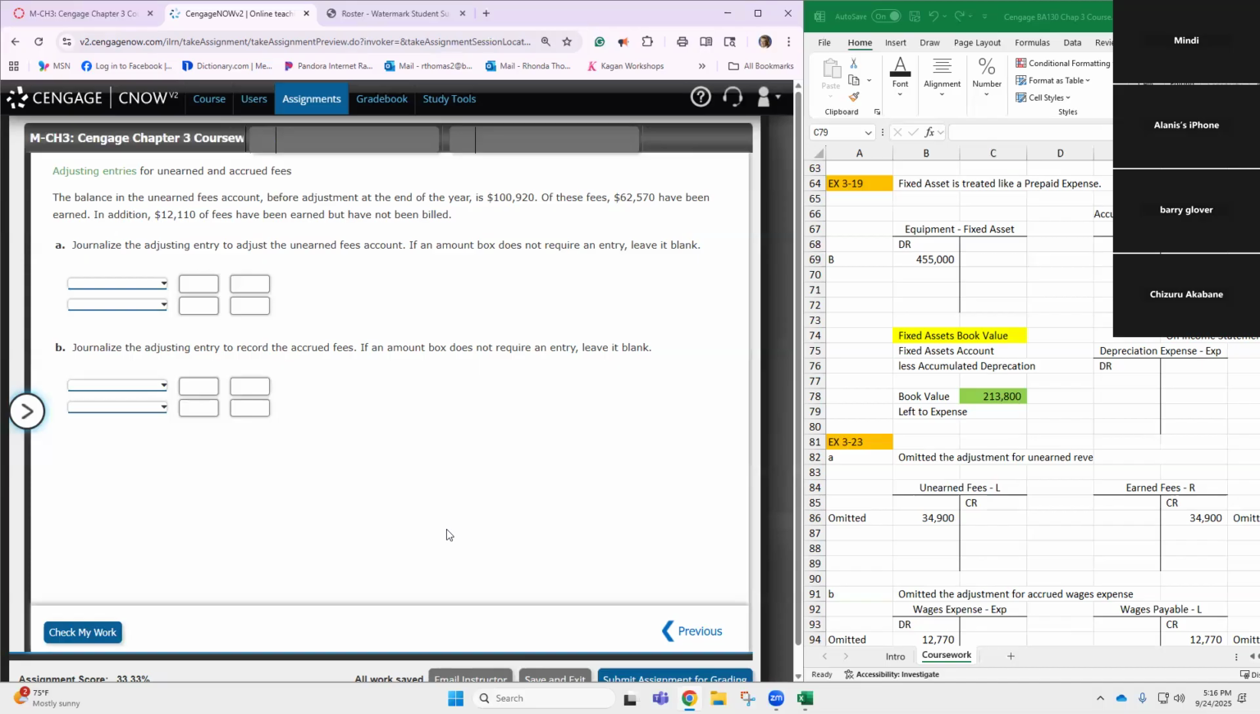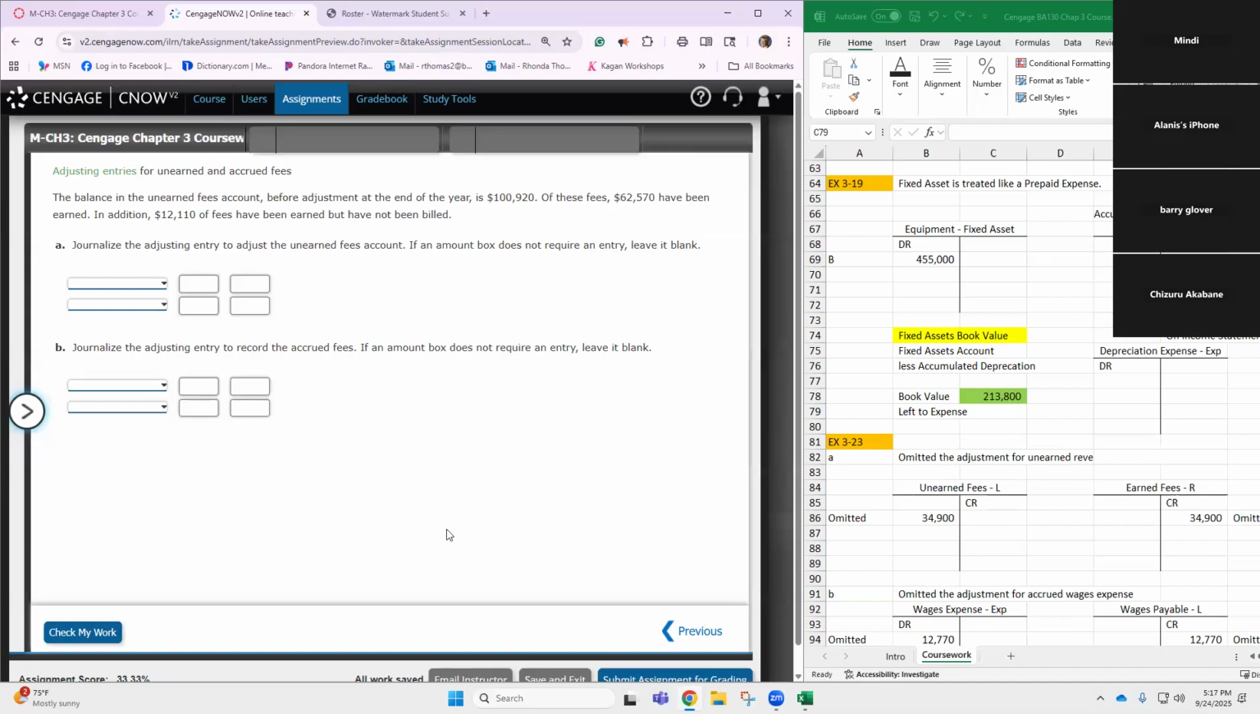Okay, so then it says of those unearned fees, 62,570 have been earned. So if something's been earned, we can move it out of this liability and into fees earned. Fees earned is your true revenue account. We want to record this as revenue as soon as we can, but we've got to earn it first. Now, I don't know what we're doing to earn it. That's okay. But they say that whatever time period we're looking at, we have just earned 62,570.